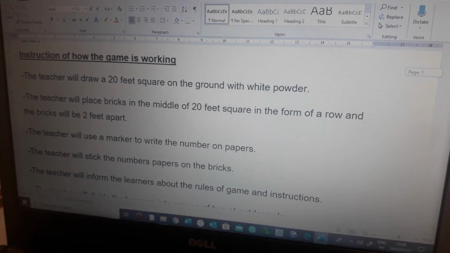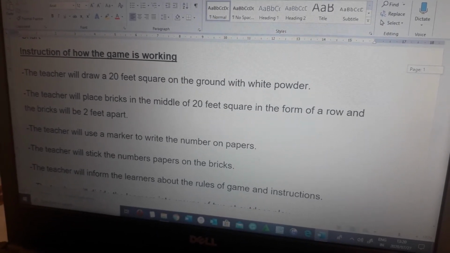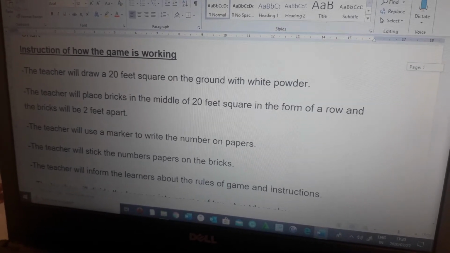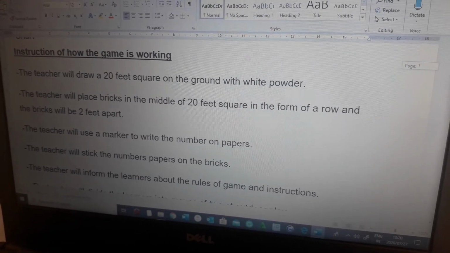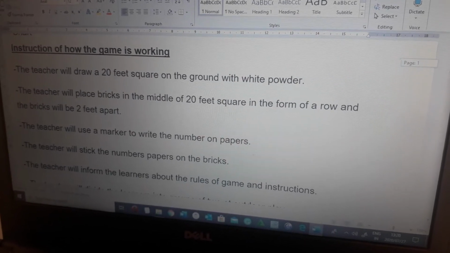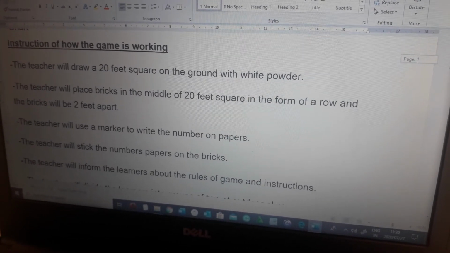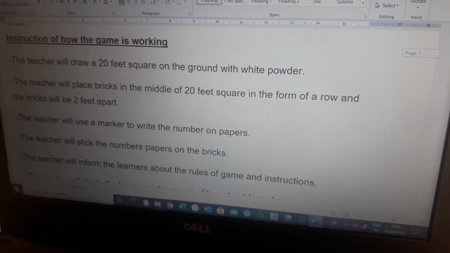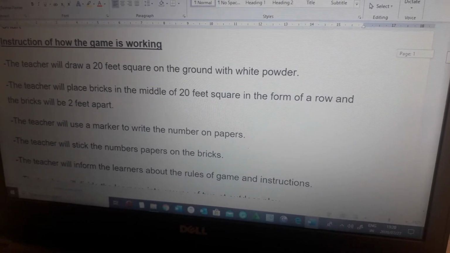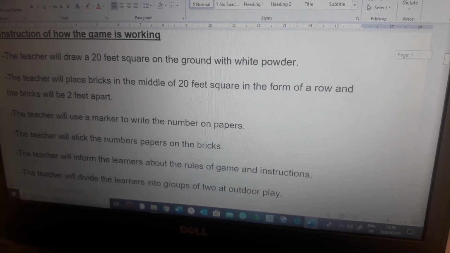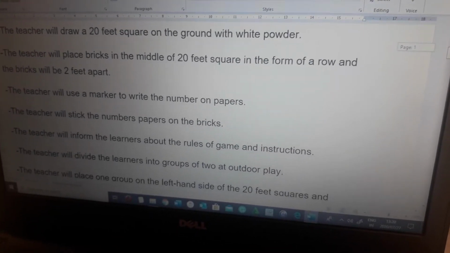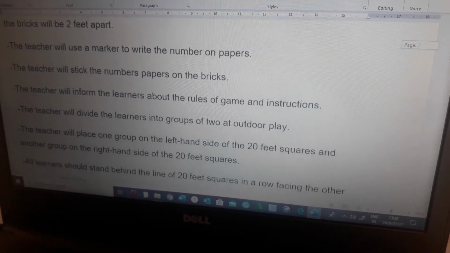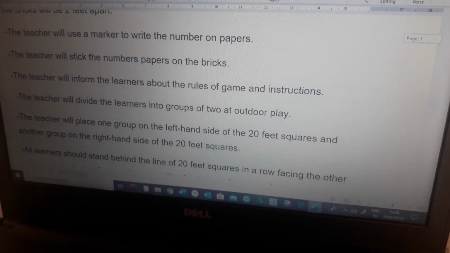The teacher will draw a 20 feet square on the ground with white powder. The teacher will place bricks in the middle of the 20 feet square in the form of a row, and the bricks will be 2 feet apart. The teacher will use a marker to write the number on papers. The teacher will stick the papers on the bricks. The teacher will inform the learners about the rules of the game and instructions.